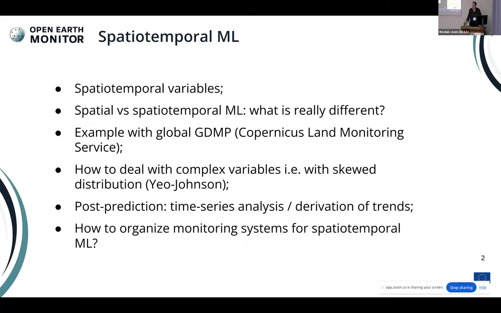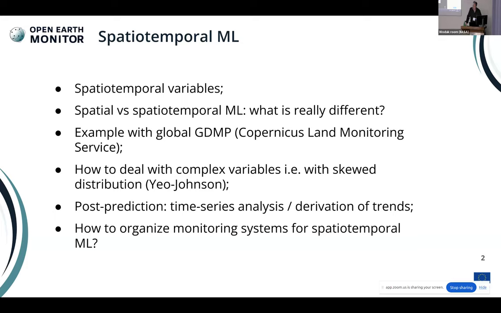So I will first talk a bit about an intro, my background, and what a spatiotemporal variable means. Then, you can do spatial machine learning, you can do spatiotemporal machine learning. What's the difference? What's really different? And then we look at this Copernicus Land Monitoring Service, GDMP, Dry Matter Productivity. And I will also show you how to deal with a complex variable. Skewed variables, it gets more complex. So I'll show you some tricks for how you can do this transformation, for example.